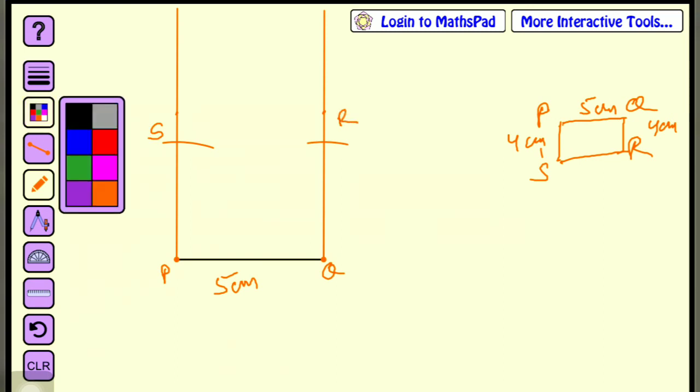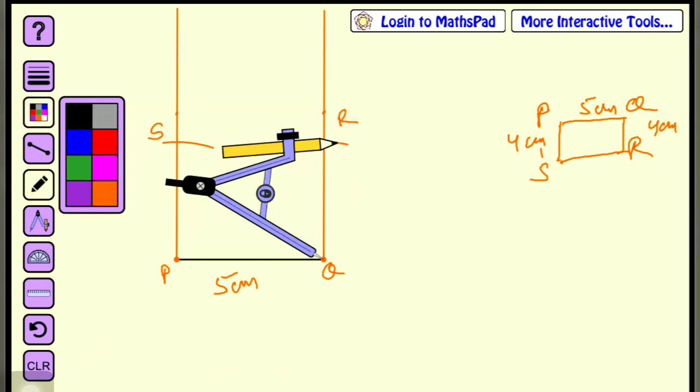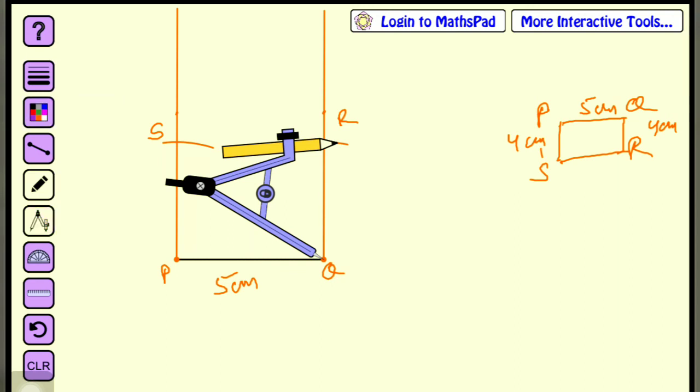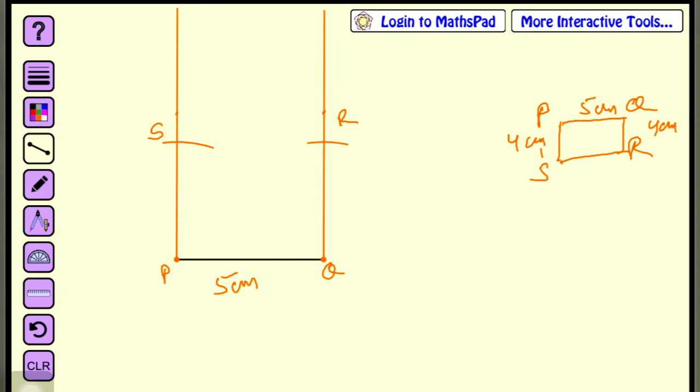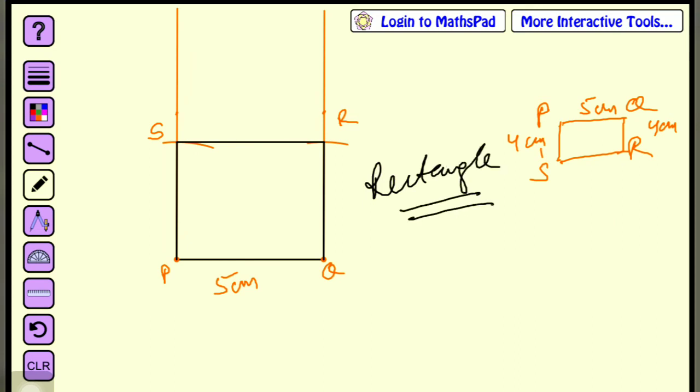Now the last step is to join the points obtained. So we will join point S to point R to point Q, and point S to point P like this. So this will be our quadrilateral, that is a rectangle, whose opposite sides are equal and parallel and all angles are of 90 degrees. So this is of 4 centimeter, this is of 4 centimeter, and this is of 5 centimeter.